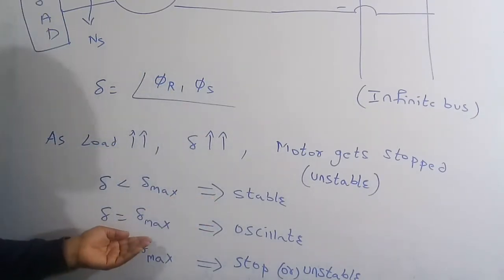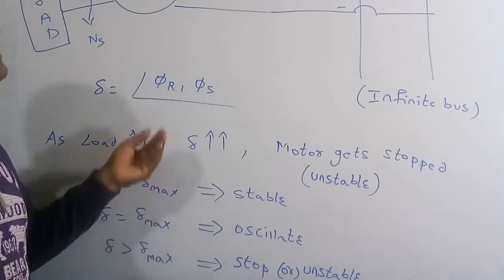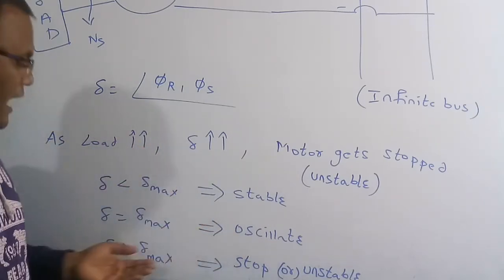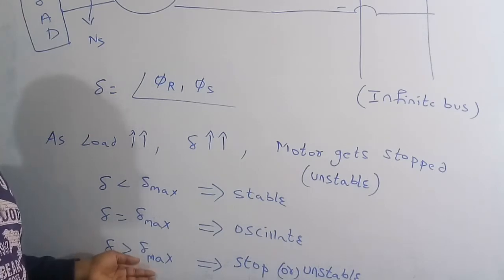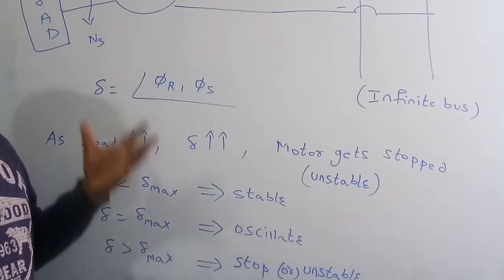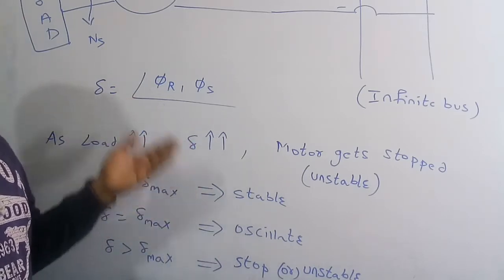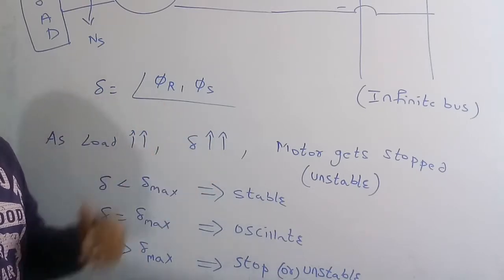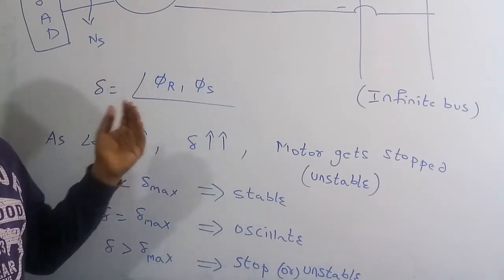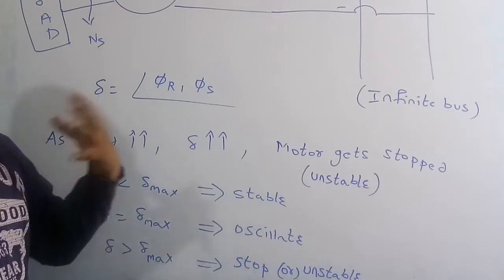Suppose if delta is equal to delta max, meaning the critical value, the machine is going to oscillate. And suppose if the delta is greater than delta max, meaning it is more than the critical value, then there is no synchronism between the rotor flux and stator flux. So finally this rotor is going to have a speed of zero. It can't rotate the load.